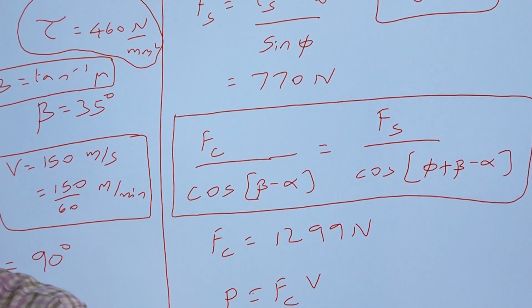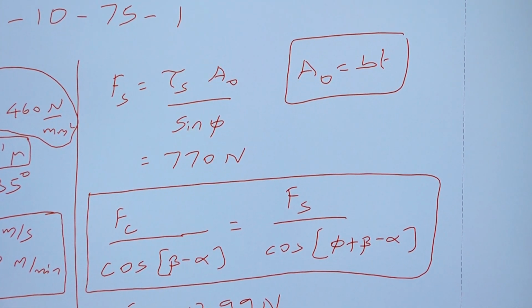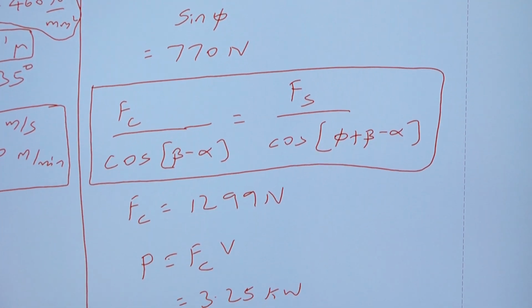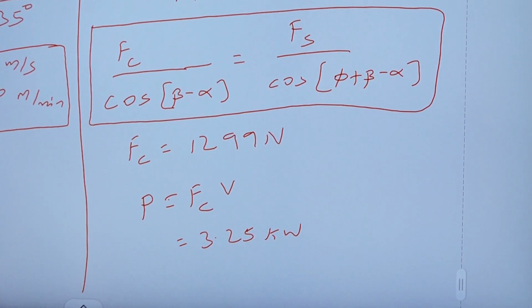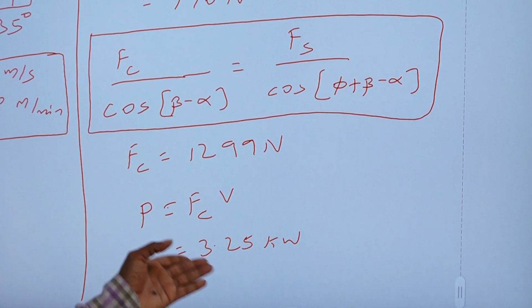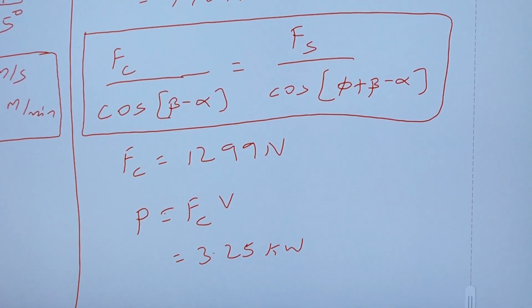You should remember the power. Power is nothing but the product of force and velocity. Whenever force is combined with velocity, it is power, because force has the unit Newton and velocity has the unit meter per second. So Newton meter per second means 3.25 kilowatt. This is the power calculated.